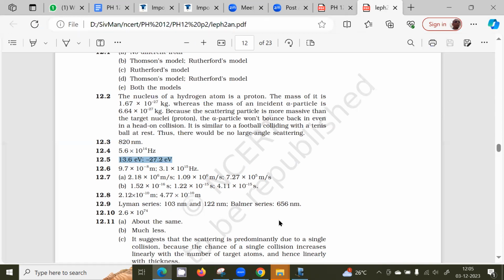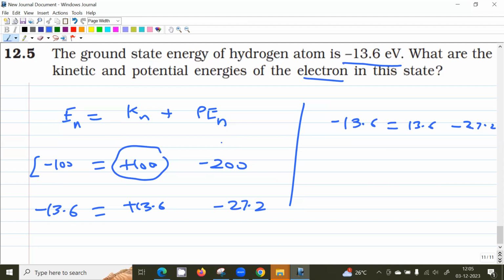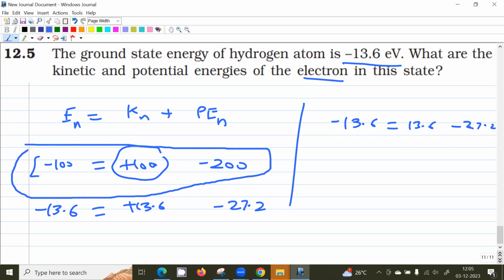Is it clear? So remember the simple logic. Total is negative, potential is more negative and double of that. To make it less negative, kinetic should be positive and equal to the value of the total energy. If you remember this logic, you can solve it.